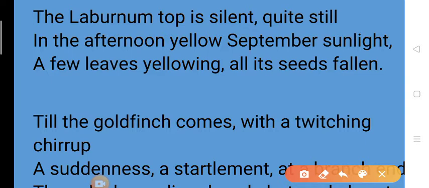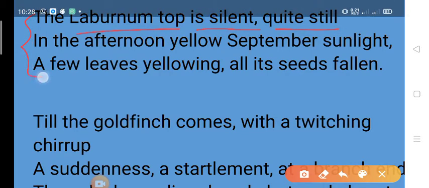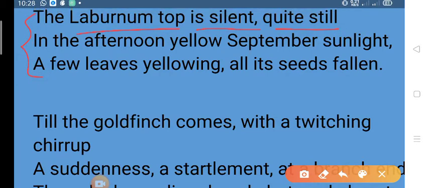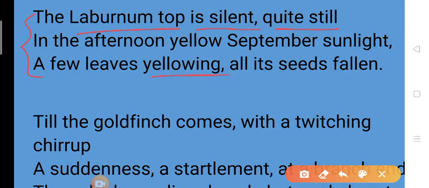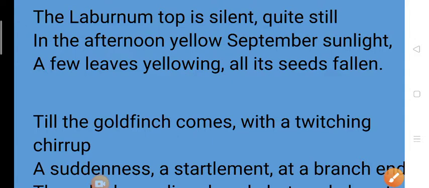The laburnum top is silent, quite still. In the afternoon, yellow September sunlight, a few leaves yellowing, all its seeds fallen. In these lines, the poet tells about the situation of the laburnum tree. There is complete silence all around the laburnum tree.